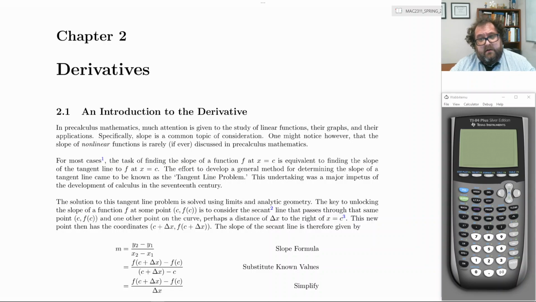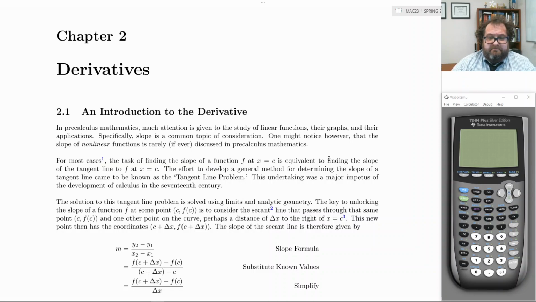But if you have a curve, all kinds of different curves, ones you're familiar with, like parabolas, or the square root function, or the cubic function, all of these curves have different slopes at different points. And so we say that they don't have a constant slope. So the key question is, how do you find the slope? Well, it turns out that you can find the slope by finding what's called a tangent line.